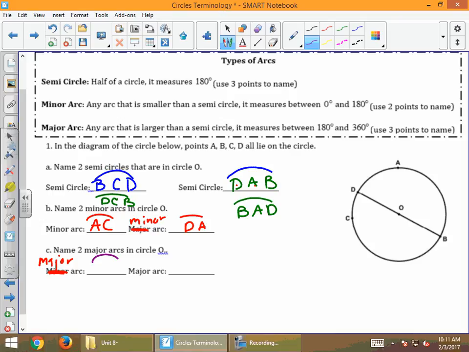How I kind of like to name major arcs, I name one end of the diameter, so D. I name the other end of the diameter, which is B. And then I name a point past it, C. There's a major arc. D to B to C. That is a major arc. It's bigger than a semicircle. What's another example of a major arc?